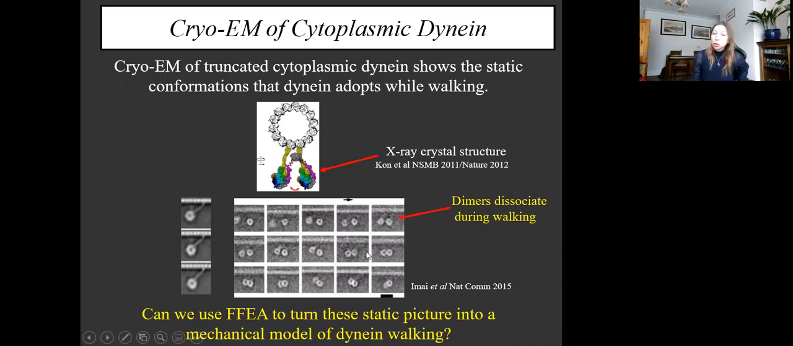But when you look at the experimental data, actually the two monomers, so the two legs, sometimes dissociate. And so it would be as if you could take off one leg, throw it forwards until it sticks somewhere, and then you wait for your other leg to catch up. So it's not necessarily a conventional walking mechanism. So my idea is that we can take these pictures, and we can see with our fluctuating finite element analysis if we can use them to make a mechanical model of dynamic walking.